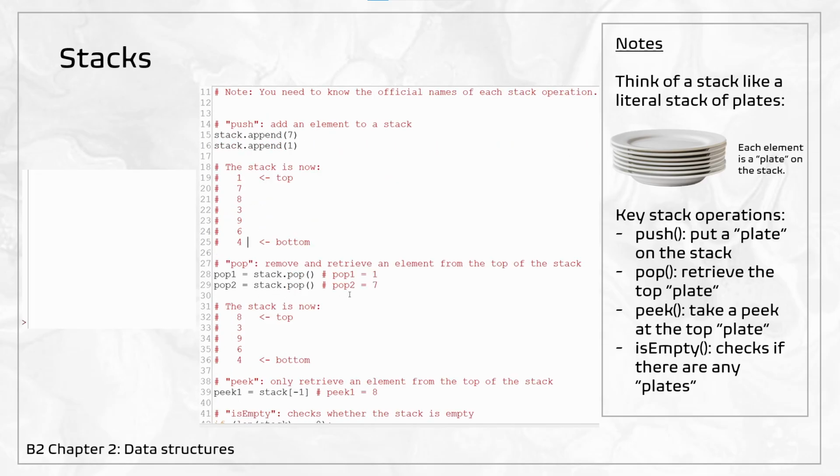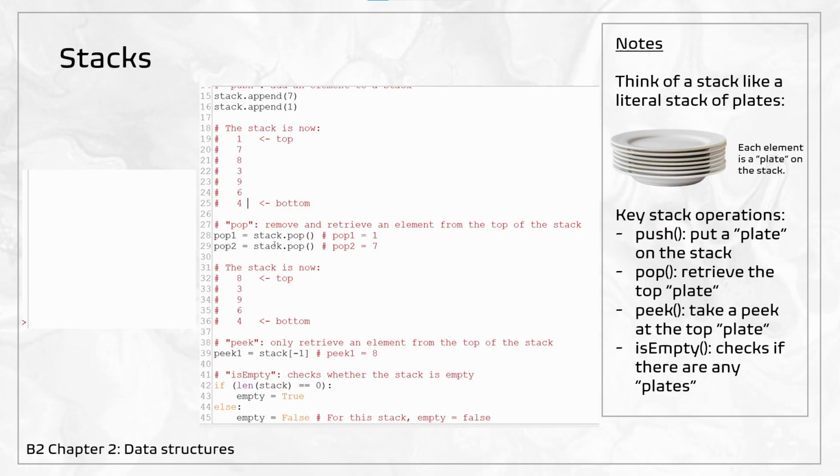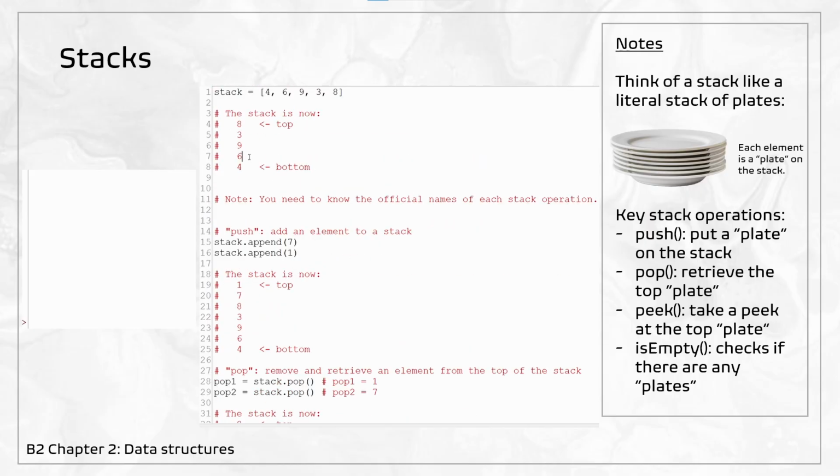The next function is pop, which retrieves and removes the element at the top of the stack. So if we declare a variable, pop1, and set it to stack.pop, it retrieves the element at the top of the stack and also removes it from the stack. So pop1, because when we first call the pop function, it's going to take the very top of the stack, which equals 1, and then pop2 will be the next element after that, which will be 7. And so after this, the stack will return to its original form.